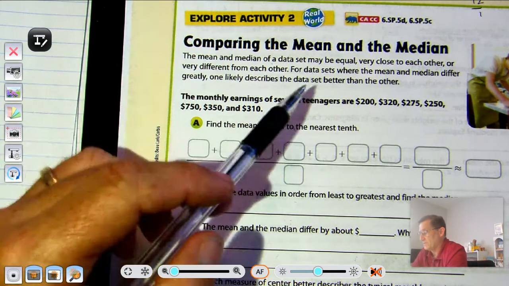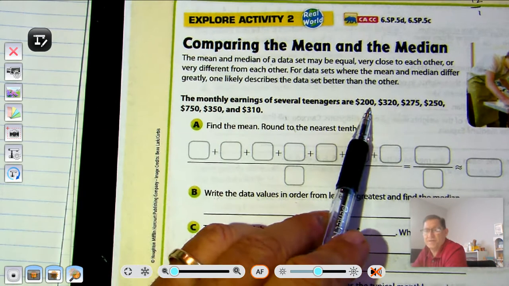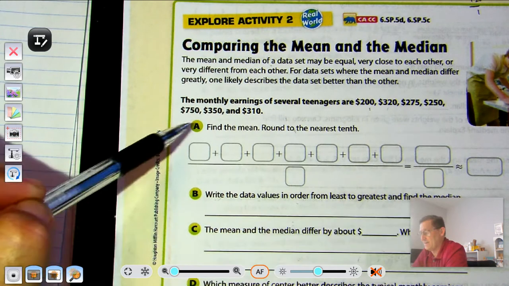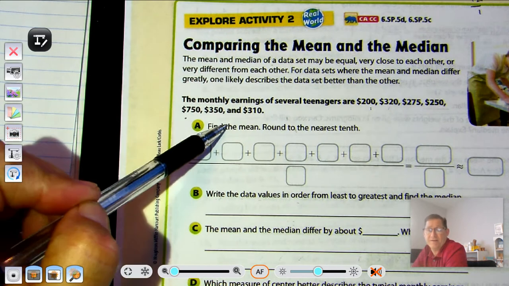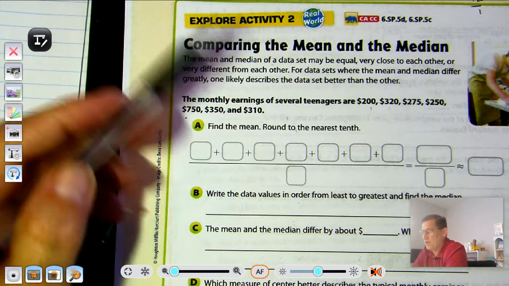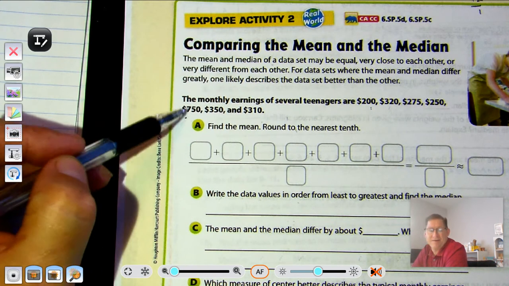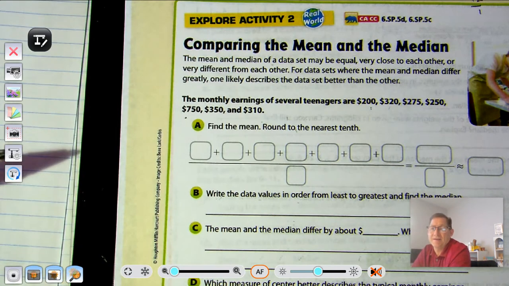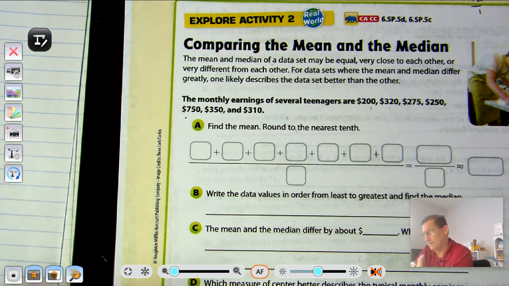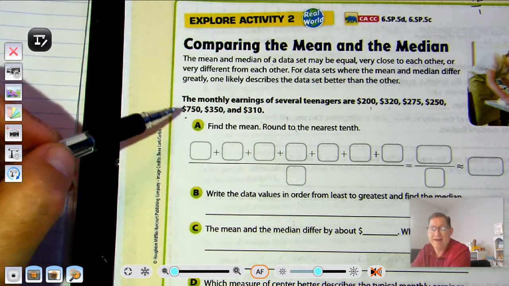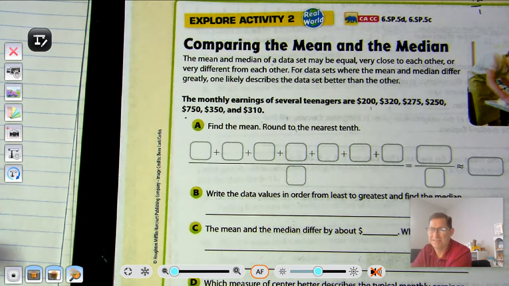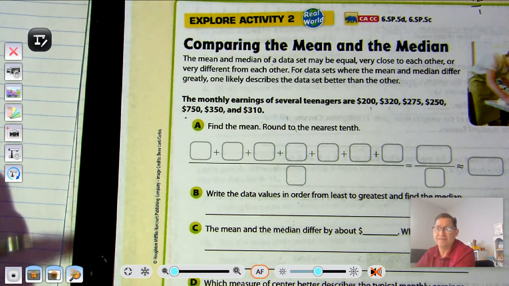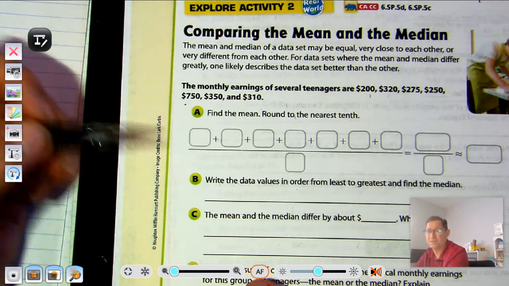So the monthly earnings of several teenagers are 200, 320, 275, 250, 750, 350, 310. Well, just looking at this, the 750 seems really out of line with all the other numbers, right? So just keep looking at that, it looks to me like the average is going to be higher than what is typical of the other teenagers. So I'd probably want to use the median in this case, but let's check it out.